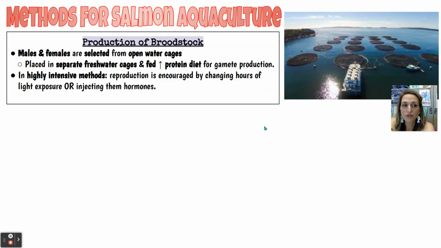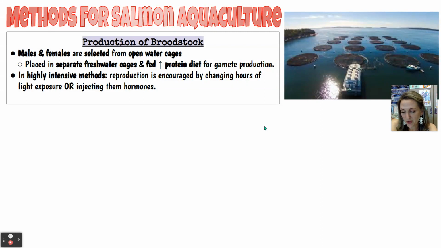Production of broodstock. Broodstock is your reproducing stock. You don't want to be taking this from the ocean. You want to maintain your mating pairs. Males and females are selected from open water cages. They're placed in separate freshwater cages. They're fed a high protein diet so they can make sperm and eggs.